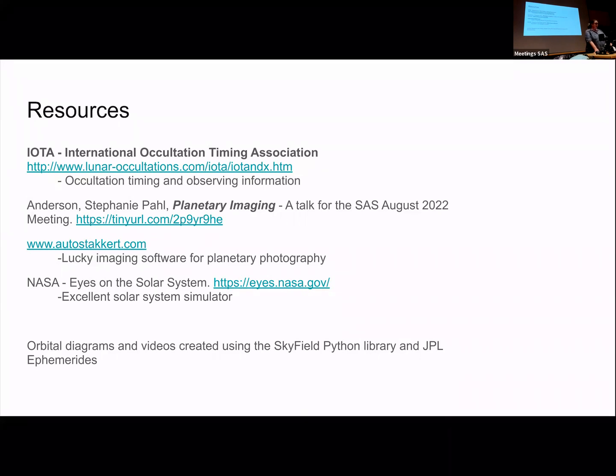And the Eyes on the Solar System app that you can go to online and play around and mess with the pieces of the solar system. And I just wanted to give a shout out to the folks who created the Skyfield Python library because it was incredible to work with. I was able to create all of these diagrams using the JPL ephemerides, and it was really, really easy for, I guess I would call myself a junior programmer, I don't think even that covers it, like baby programmer, home hobbyist programmer.